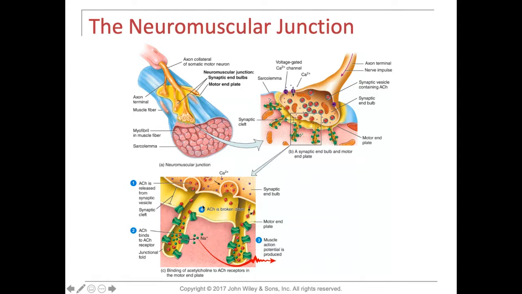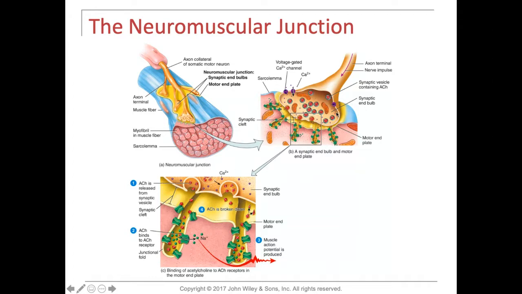In between the nerve and the muscle is a cleft. They call it a synaptic cleft. That's the gap or the space between the nerve and the muscle. So right here in this yellowish region at the bottom, this is the synaptic cleft.